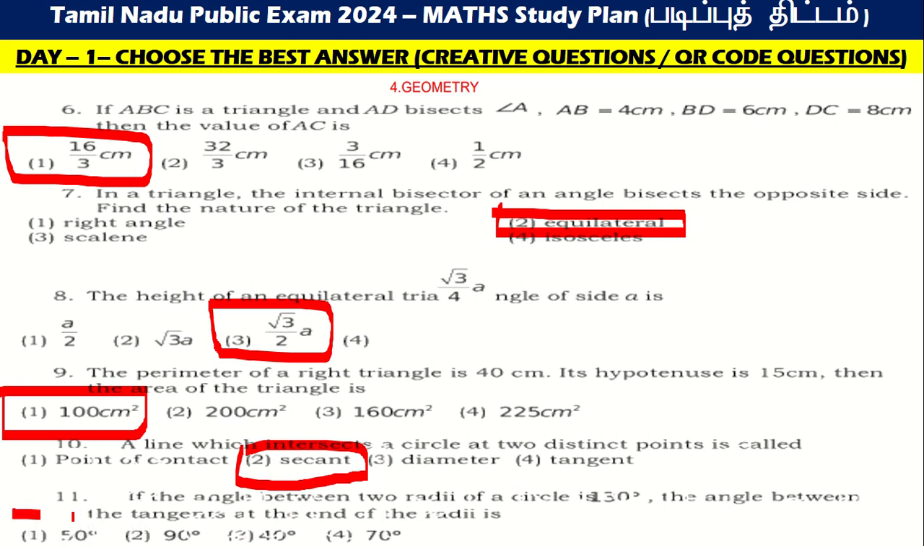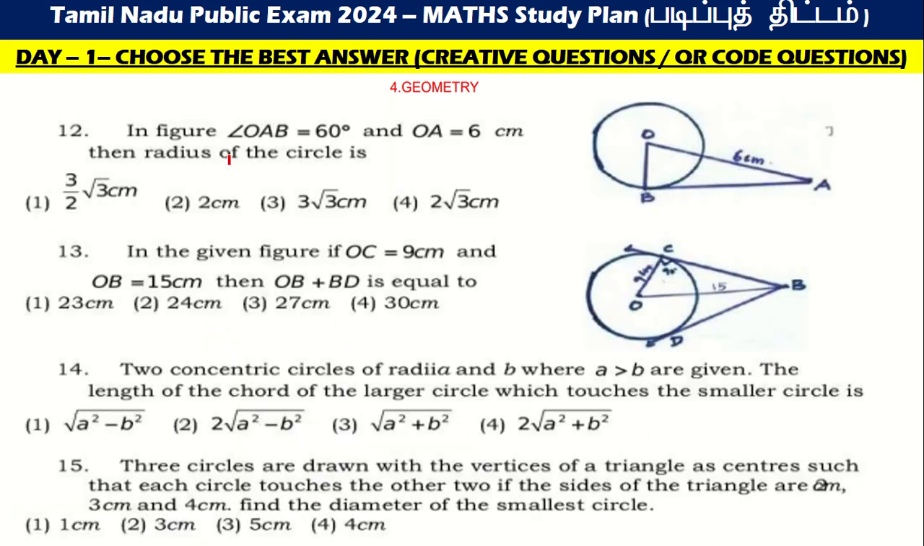50 degrees. The next one. In figure, angle OAB is 60 degree and OA is 6, means your answer is 3 root 3 centimeter. 13. In a given figure, OC is equal to 9 centimeter and OB is equal to 15, then OB plus BD is 27.